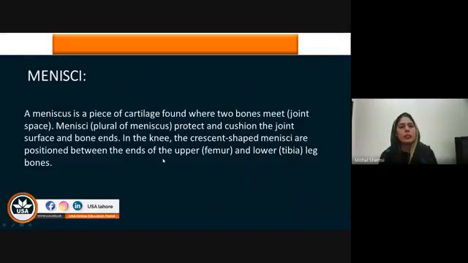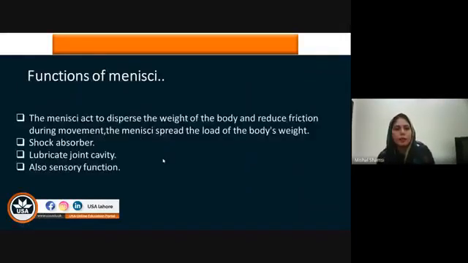So basically, what are menisci? Menisci are pieces of cartilage, and they are present in the joint space between two bones. If we consider the example of the knee, we see that the menisci are moon shaped, crescent shaped, and they are present between the femur and the tibia, because the knee joint is mostly a combination of femur and tibia. So that's why the menisci are crescent shaped and present between the femur and the tibia.